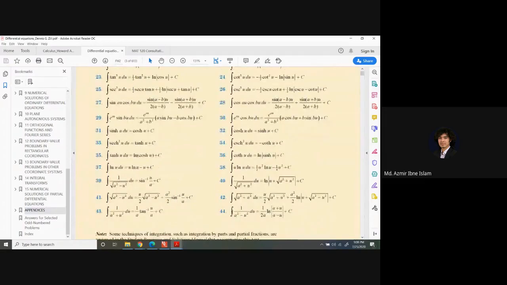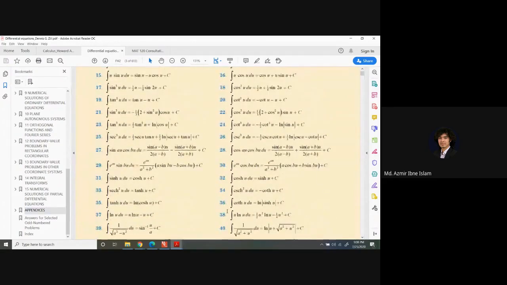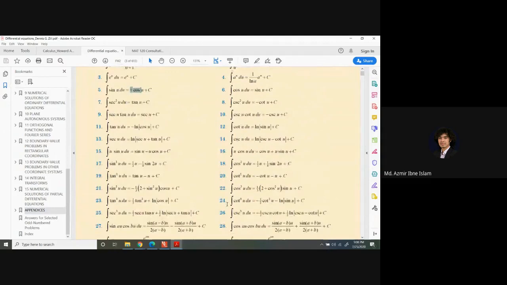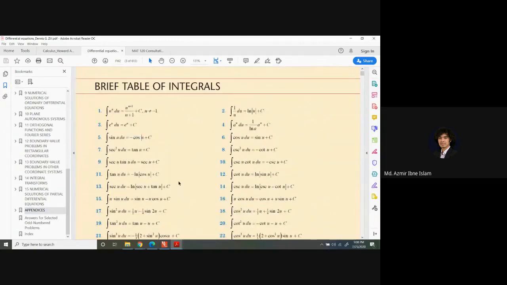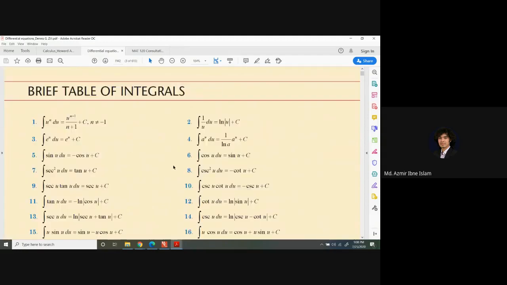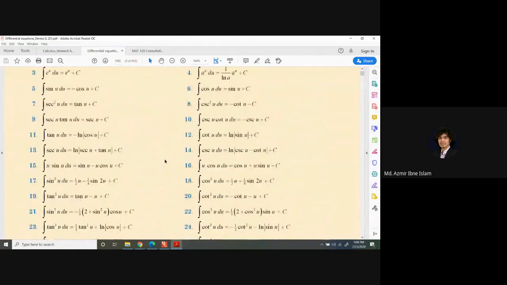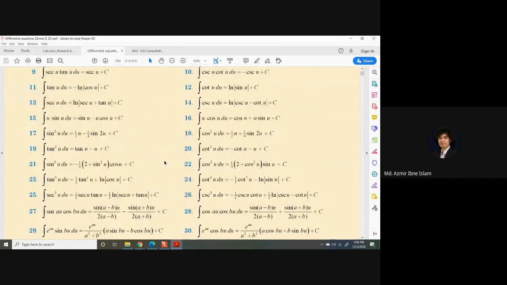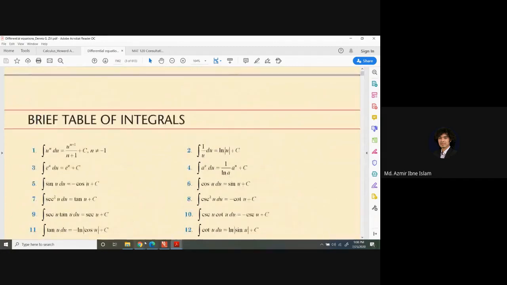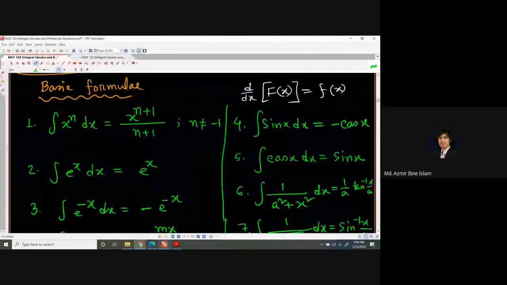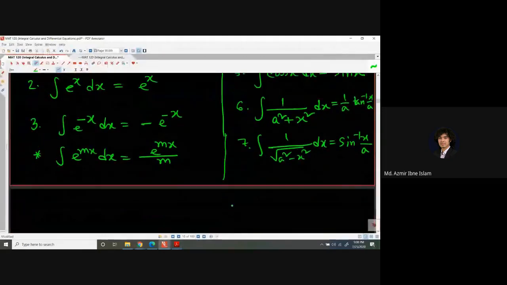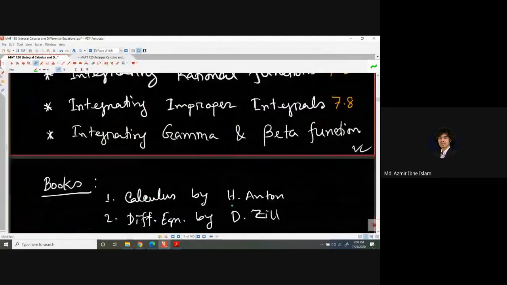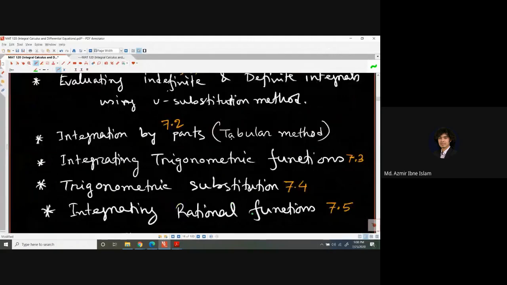And since you are appearing all the exams from your home in this situation, before any problem, you can have a look on these formulas and you can figure out which formulas you have to apply. Okay, so let's get back to our main concern. That is, we are going to discuss U-substitution method.